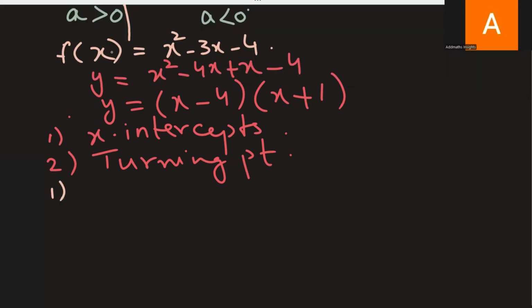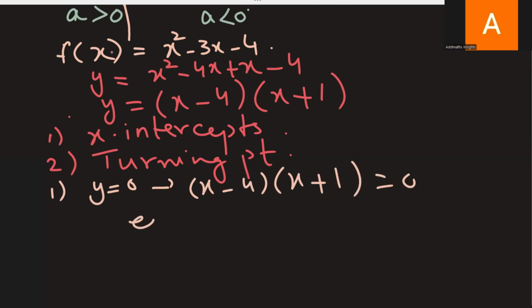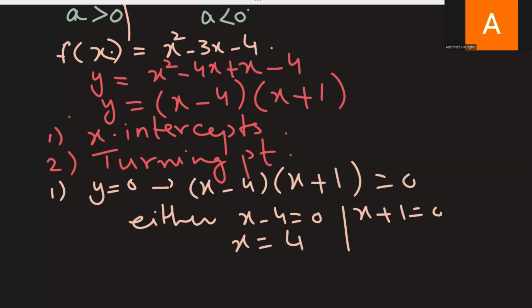So in the first step, we are finding the x-intercepts, so you substitute y equal to 0. Y equal to 0 means x minus 4 into x plus 1 is 0. So it means either x minus 4 is 0 or x plus 1 is 0. So we have two values of x because obviously it's a quadratic equation. Now the points are minus 1, 0 and 4, 0 because y is 0. So this is how you find x-intercepts.